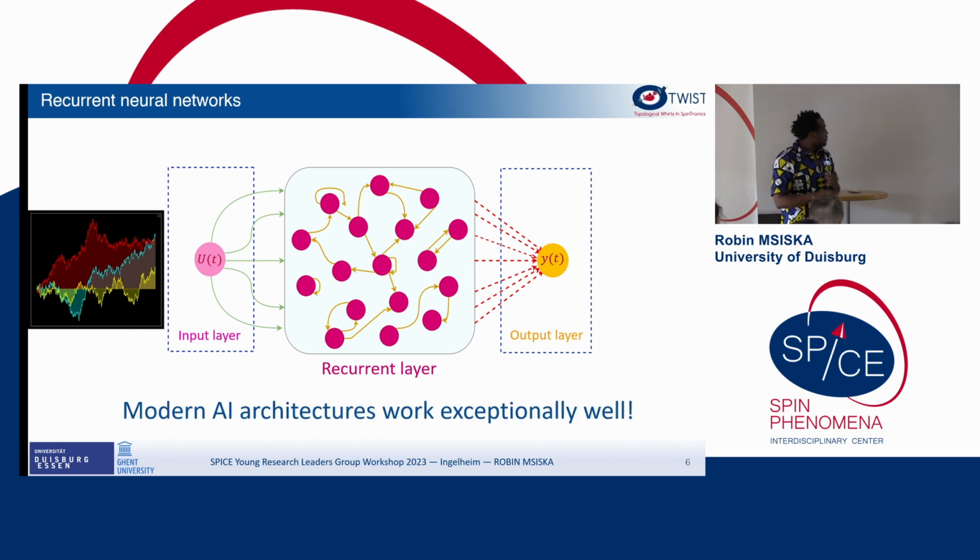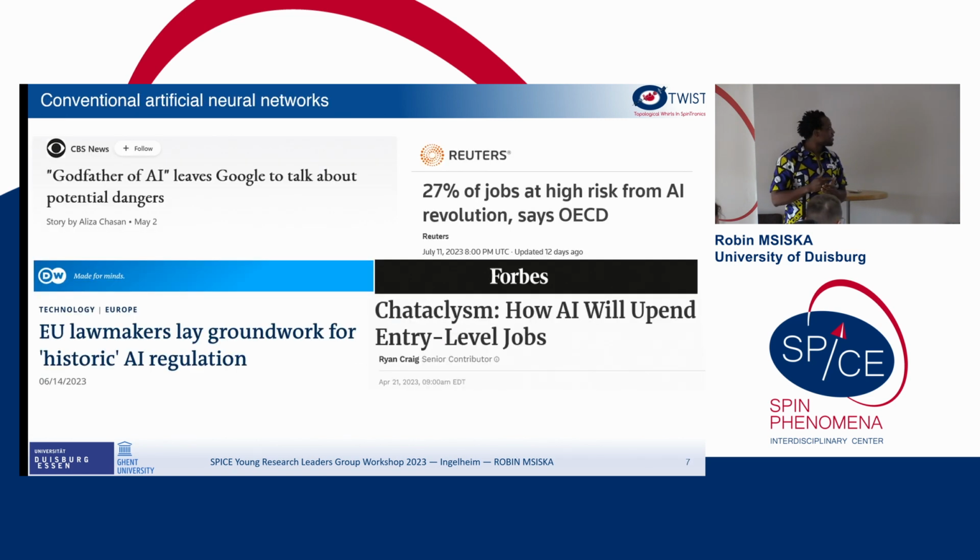Now, modern AI architectures work exceptionally well. This does not need to be stated by me. They work so well, in fact, that some people think they work too well. If you look at the news cycle lately, you'll be inundated by news such as this. You have different founders and researchers talking about the dangers of AI and what it poses for our future. Is it the harbinger of the death of our civilization as we know it?